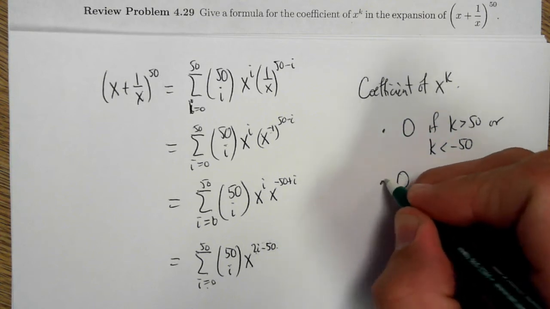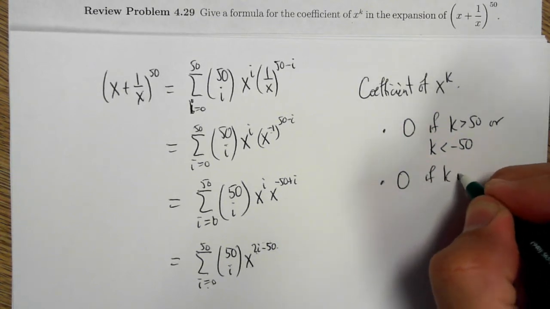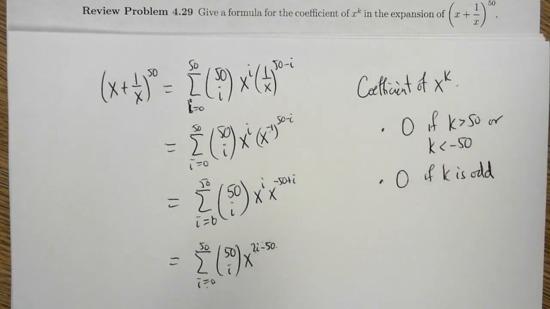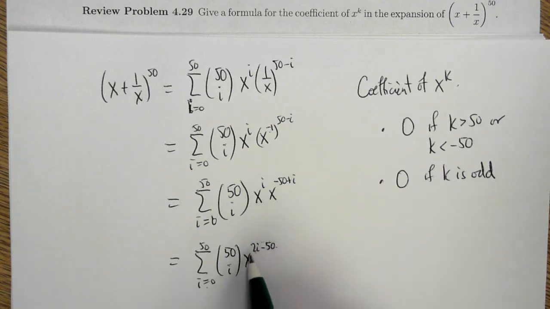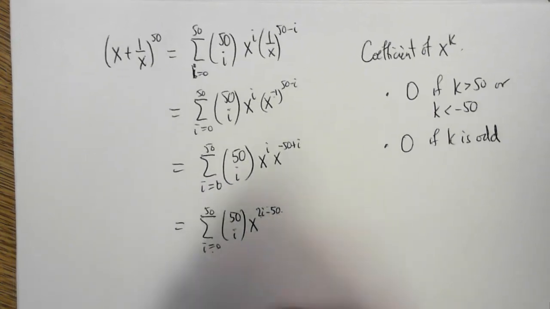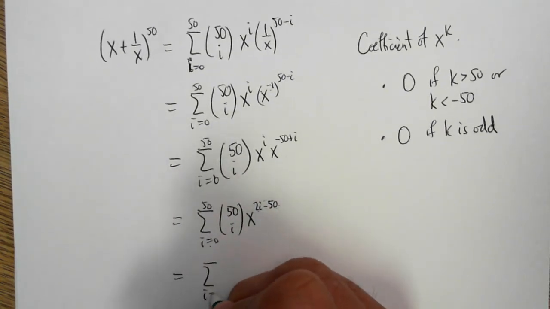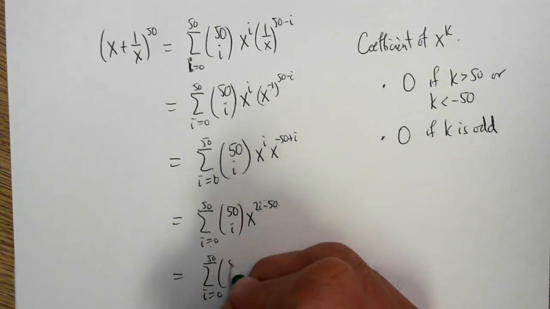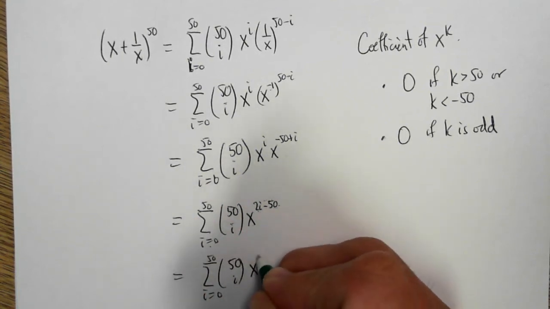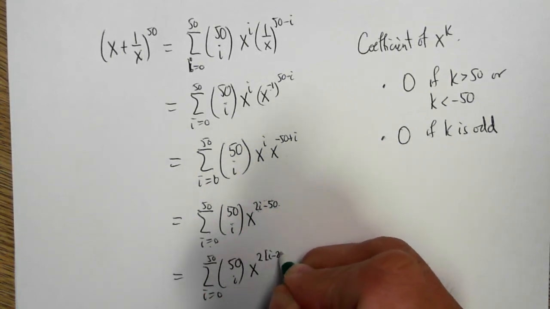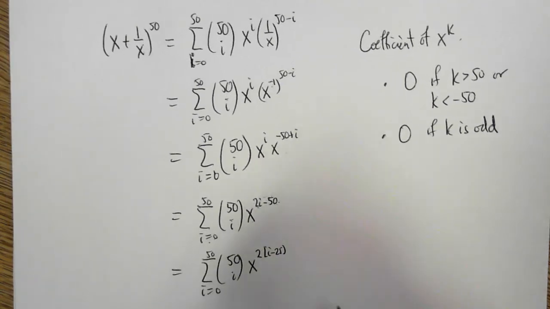Also, the coefficient will be 0 if k is odd. 2 times i minus 50, no matter what, is an even number, because I can factor a 2 out of this. That's equal to the summation i equals 0 to 50, 50 choose i times x to the 2 times (i minus 25). And the exponent here is an even number because I factored the 2 out.